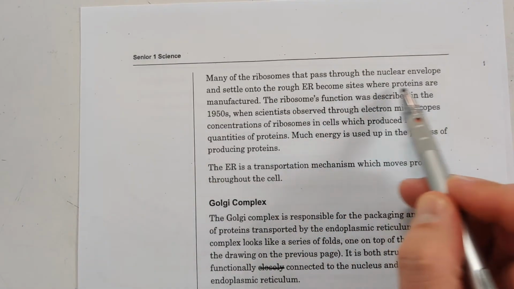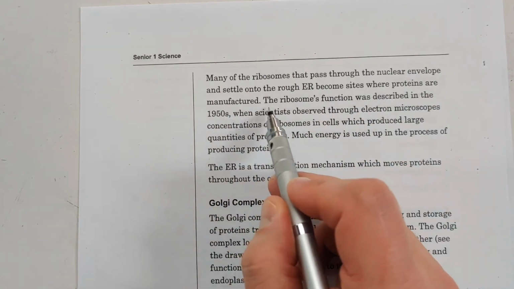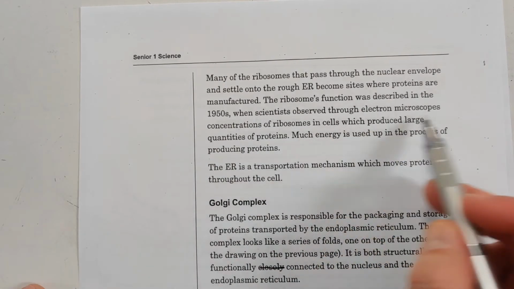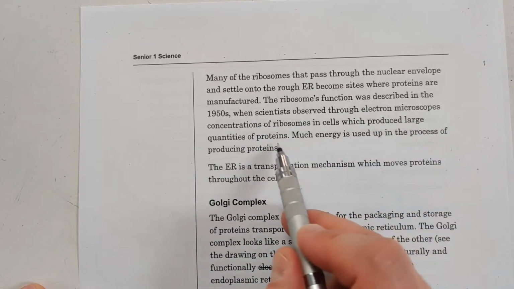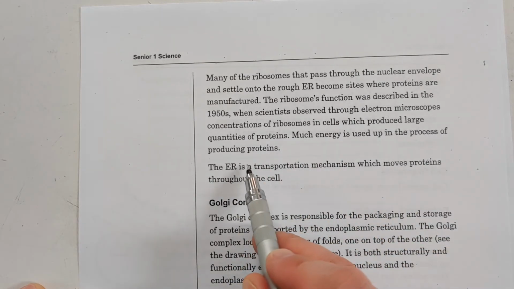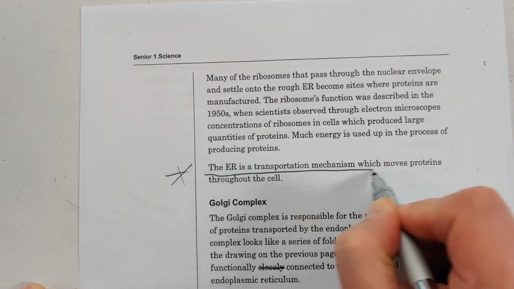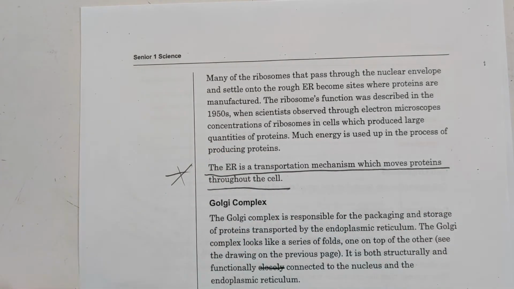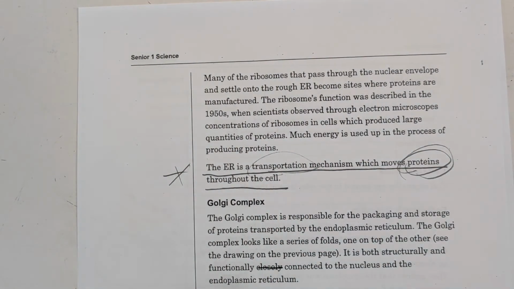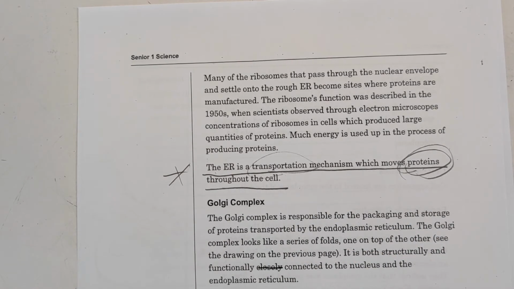Many of the ribosomes that pass through the nuclear envelope settle onto the ER because that's the sites where proteins are manufactured. The ribosome's function was described in the 1950s when scientists observed through a microscope they produce large quantities of proteins. Much energy is used in making these proteins, and this is the key right here. The ER is a transportation mechanism which moves proteins through a cell. That's very important. The ER is a transportation system which moves proteins through the cell, which brings us to our friend.